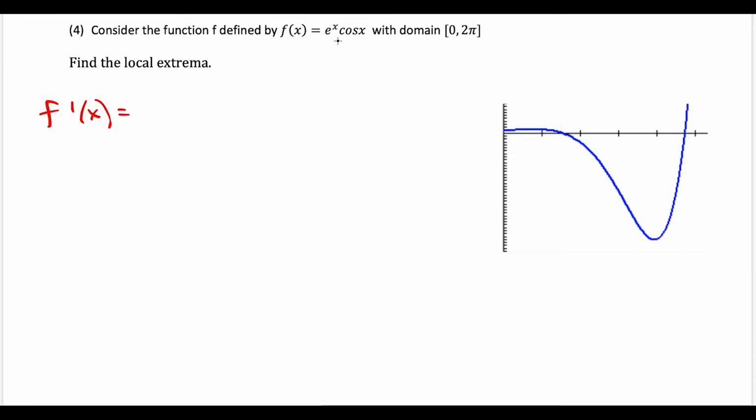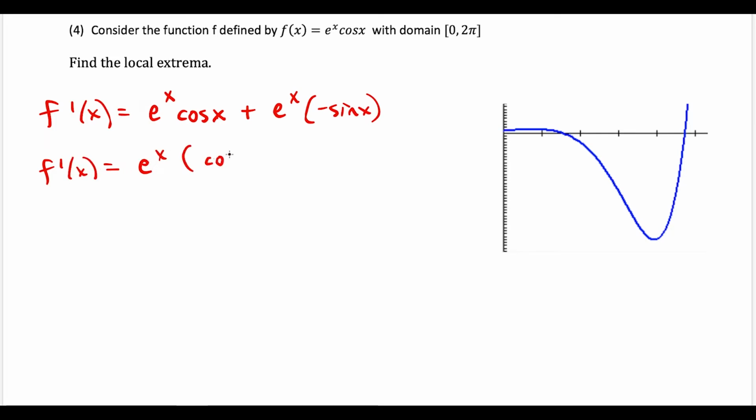So for something like this, we have to do the product rule. The derivative of e to the x is e to the x, times cosine x, plus e to the x times the derivative of cosine, which is negative sine x. And then if we factor this, f prime of x equals e to the x times cosine x minus sine x. So now, once again, e to the x is always positive, so when we look for our roots in a moment, we just have to keep that in mind.